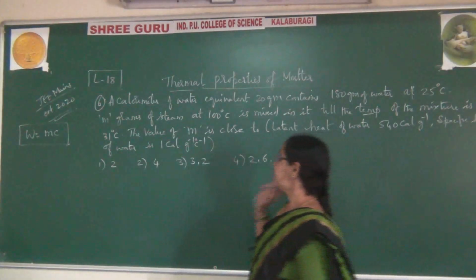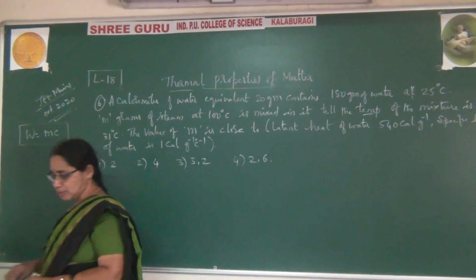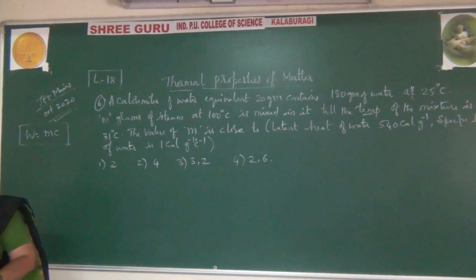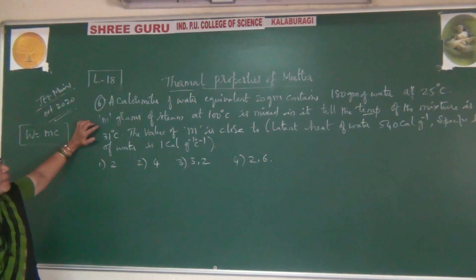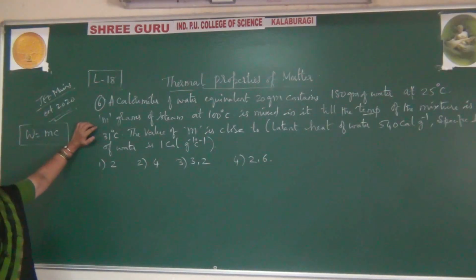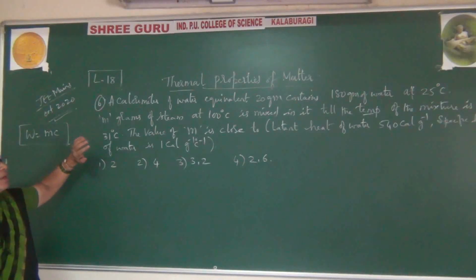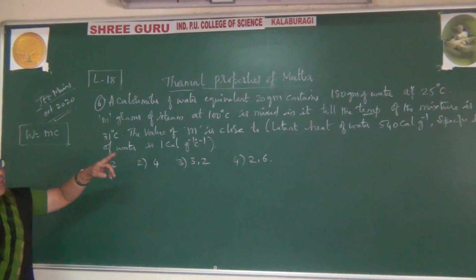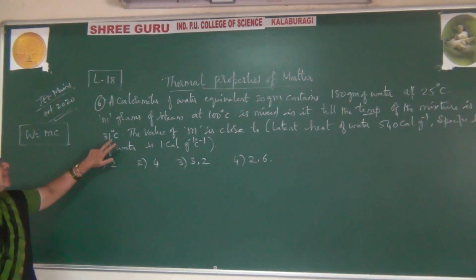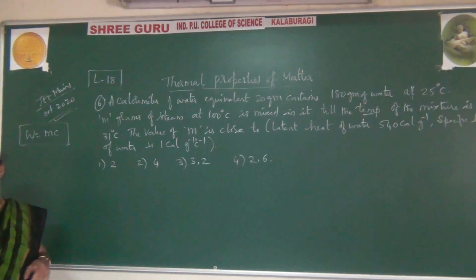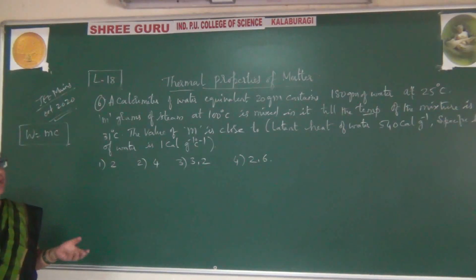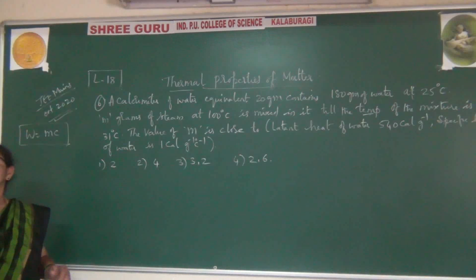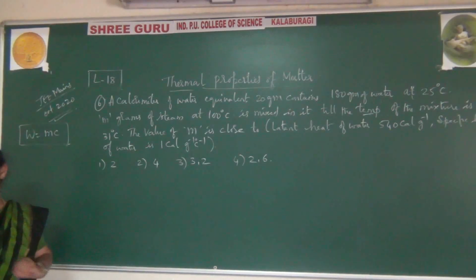So this is the first step they have given here. Using this, first we have to calculate m grams of steam at 100 degrees centigrade, which is mixed till the mixture is 31 degrees centigrade. So that mixture temperature is 31 degrees. Earlier the water was 25 degrees centigrade, and we are mixing the steam.